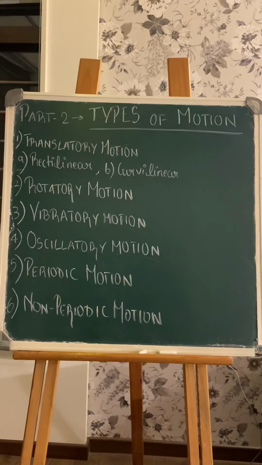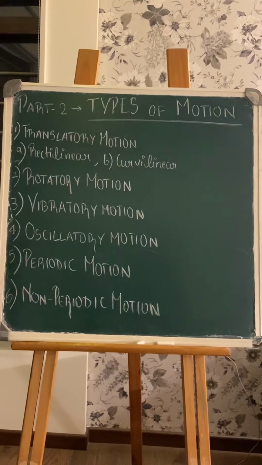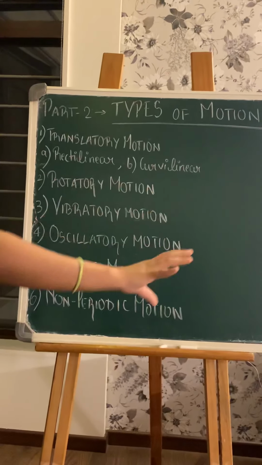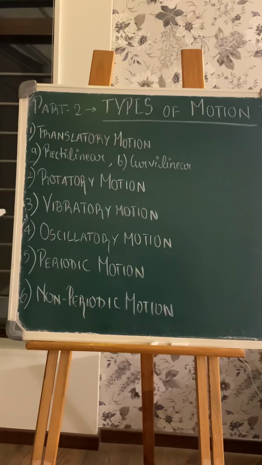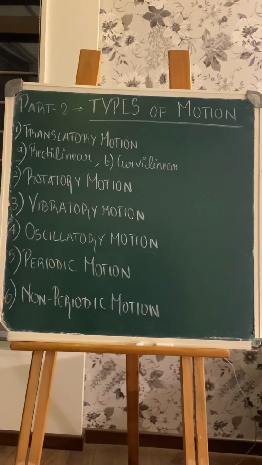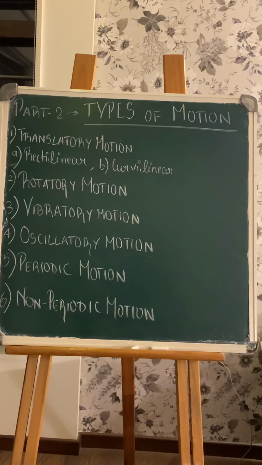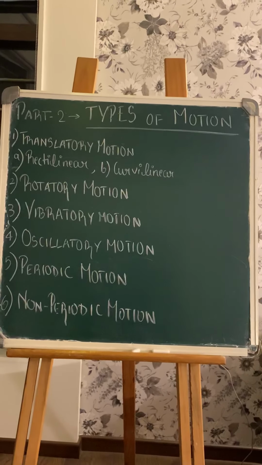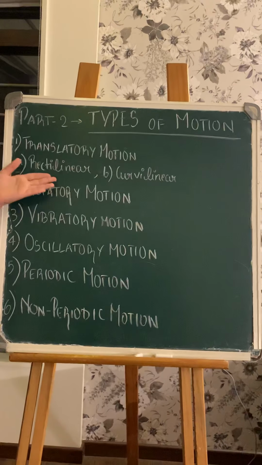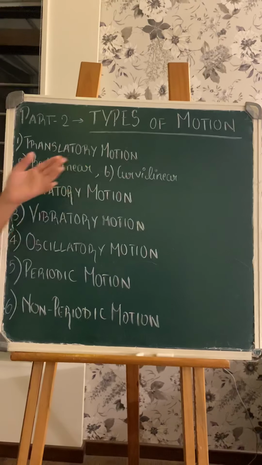Translatory motion, or translational motion, is when all the points of the body follow the same path. When a body moves, all of the points move in parallel paths and are displaced equally. There are 2 types of translatory motion, which are rectilinear motion and curvilinear motion.